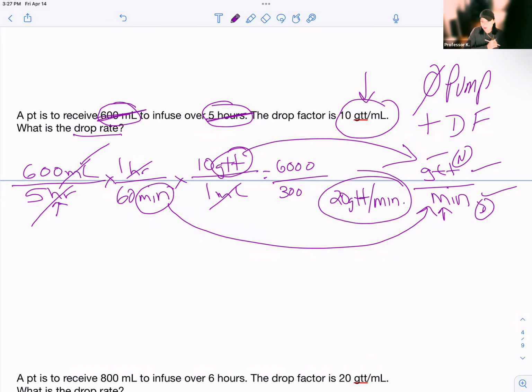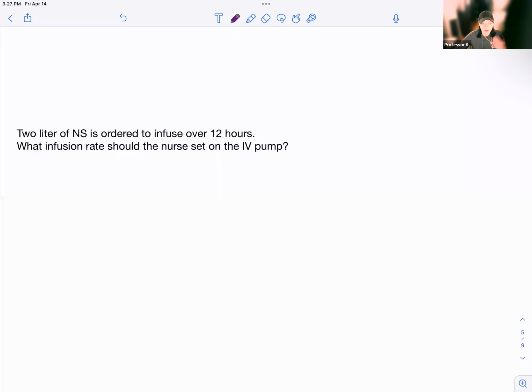Beautiful. Simone, did you find your mistake? Yeah, I forgot to convert the hour into minutes. There it is, every time. So if you always write that wanted in the way you need it, it'll hopefully help you stay focused on what you're trying to get to. All right. So let's try another one. Okay, I want you to try this one.